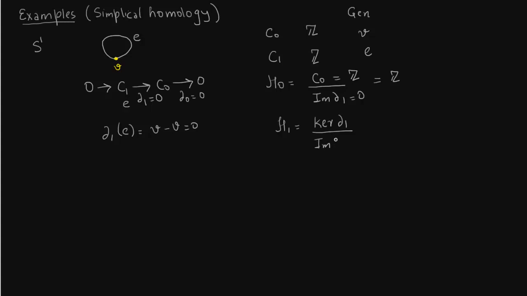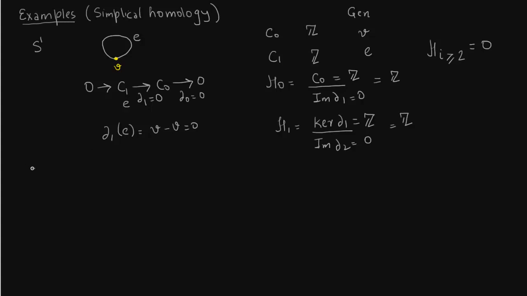Now H1 is kernel of delta 1 over image of delta 2. So what is kernel of delta 1? We have seen that delta 1 is 0, so everything in C1 gets mapped to 0, and C1 is nothing but the entire integers Z. Image of delta 2 is 0 because 0 is coming in. Now the higher homology groups are all 0, obviously, because C2, C3, C4, everything is 0.